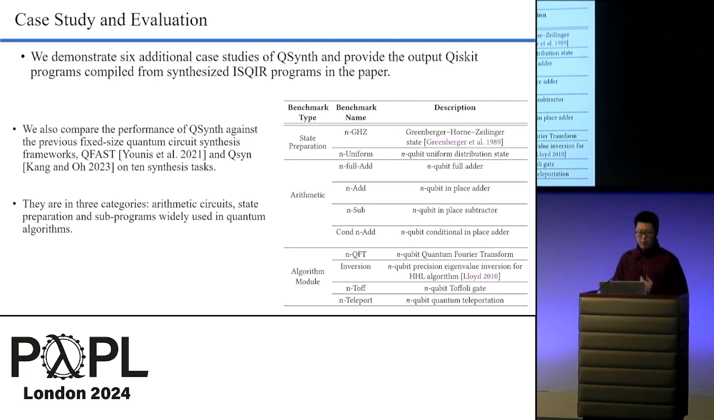And for the evaluation, we want to compare the synthesis times of QSynth with the existing quantum circuit synthesis techniques. We collect 10 benchmarks from a wide array of quantum computations. These quantum benchmarks are in 3 categories. They are from arithmetic circuits, quantum state preparation, and some subprograms widely used in many quantum algorithms. And we compared QSynth with two existing quantum circuit synthesis frameworks. They are QSynth and QFast, proposed in 2021 and 2023.